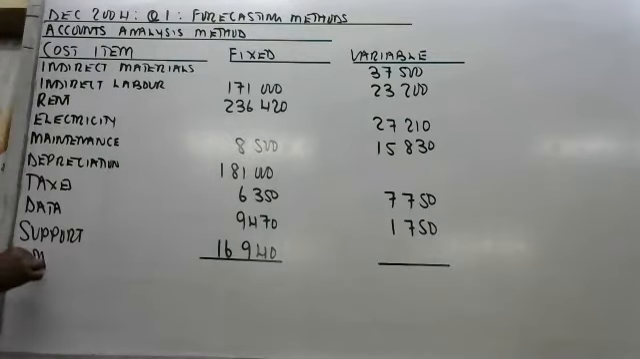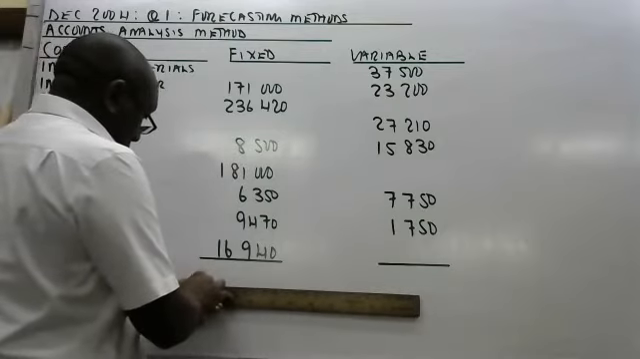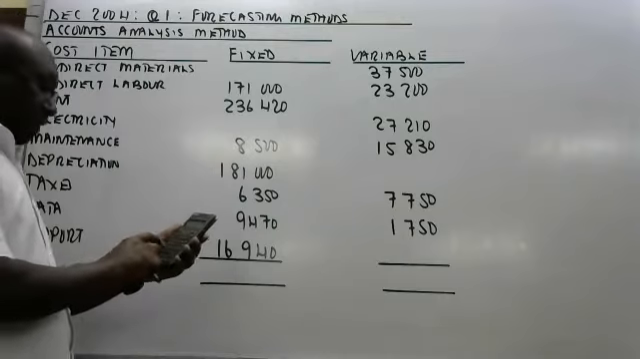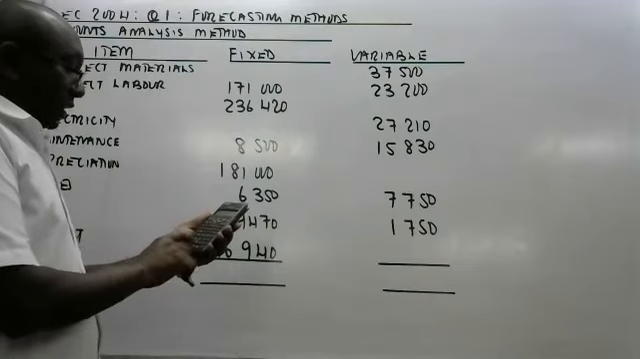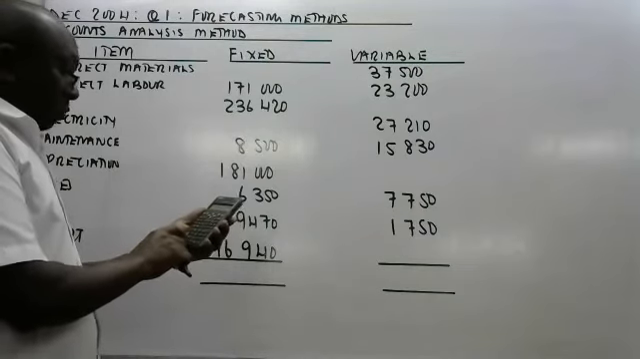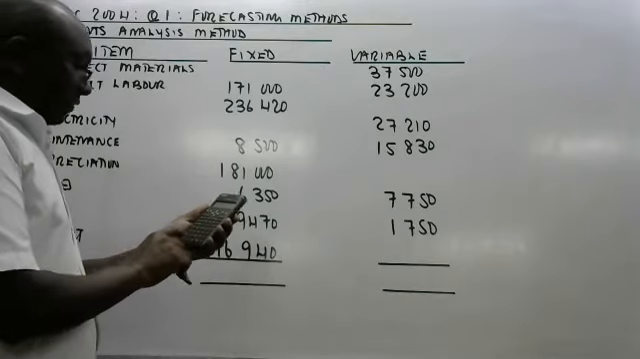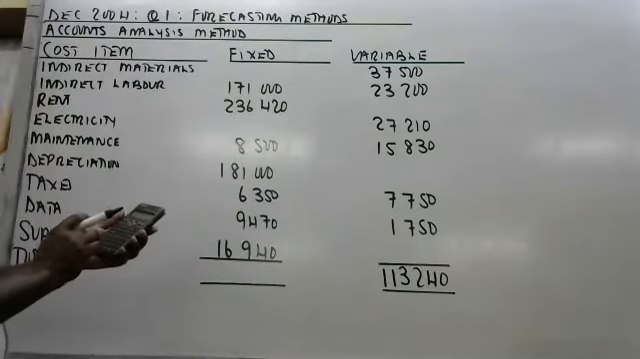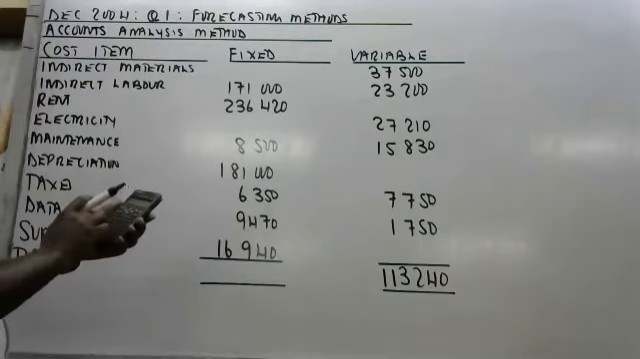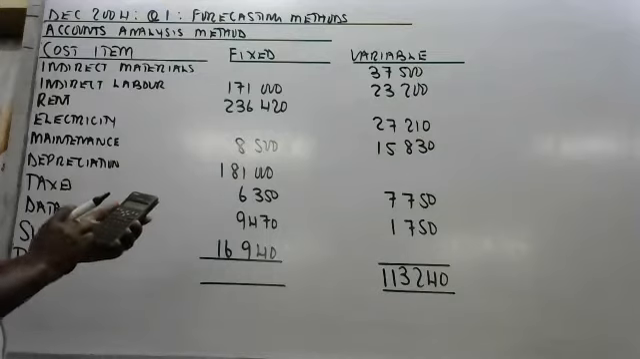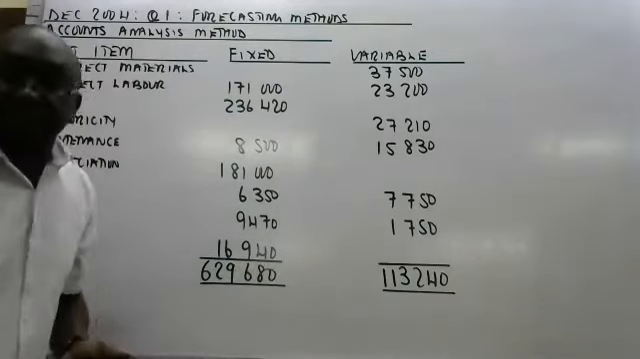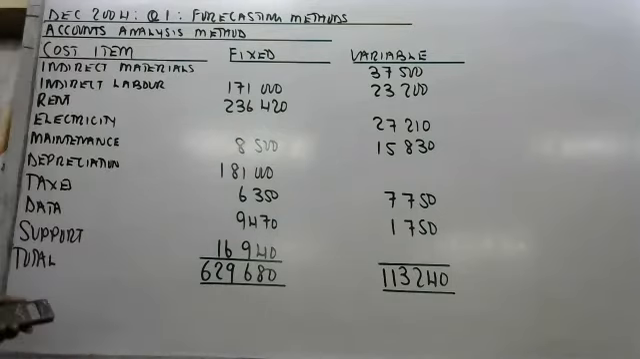So the total here, if I add 7,750 plus 21 plus 27 plus 23,200 plus 37,500, 121,000 plus 2, that is 640, plus 8,500 plus 1,000 plus 6,350 plus 9,470 plus 16,940, I'm getting 629,680. Yeah, good. Thank you, June. I can see we are in agreement.